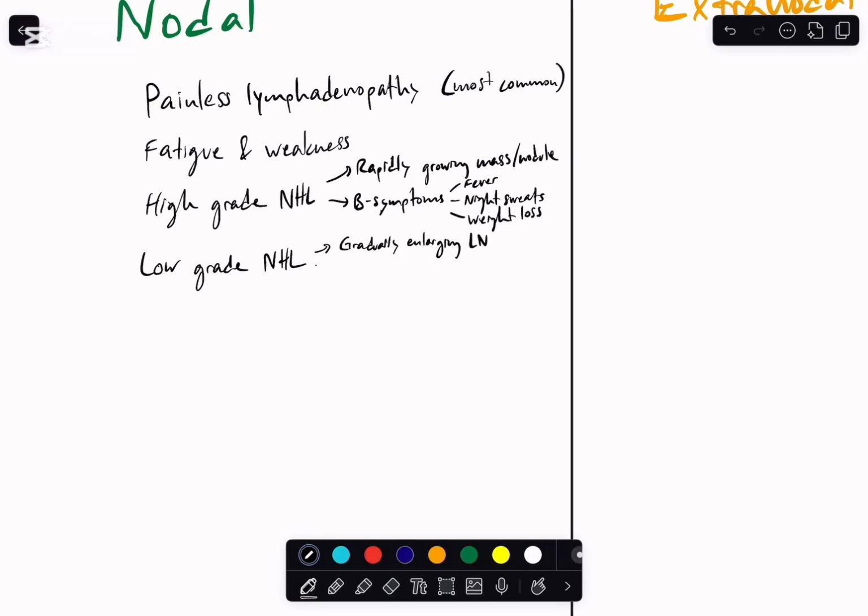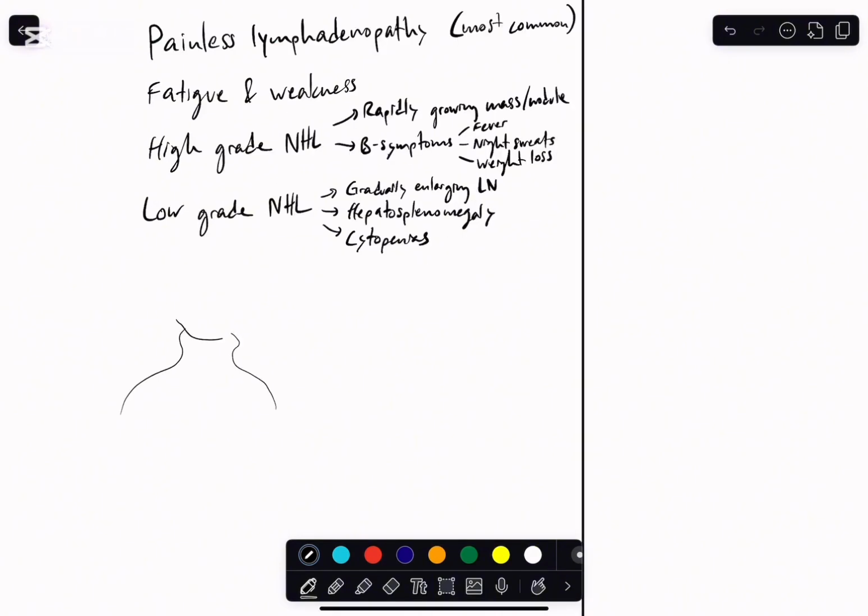Hepatosplenomegaly may also be seen, and cytopenias with low red blood cells, white blood cells, and platelets. Here are some illustrations to make these symptoms stick.